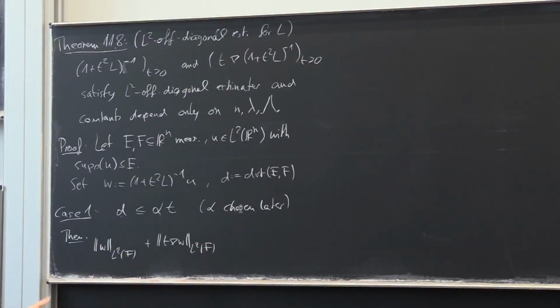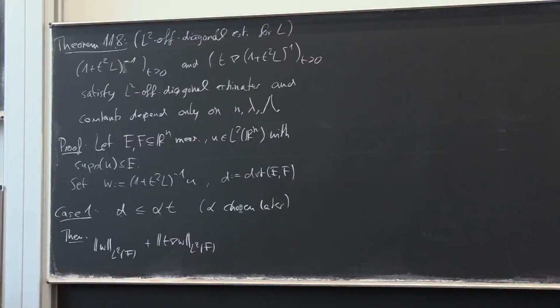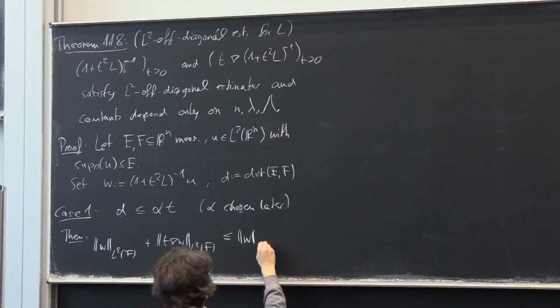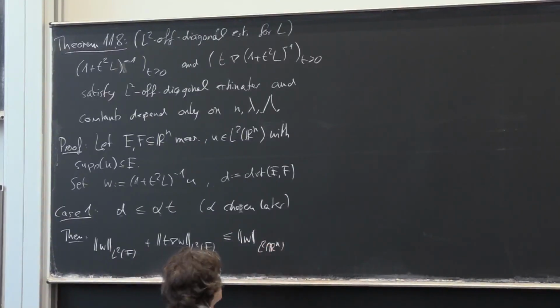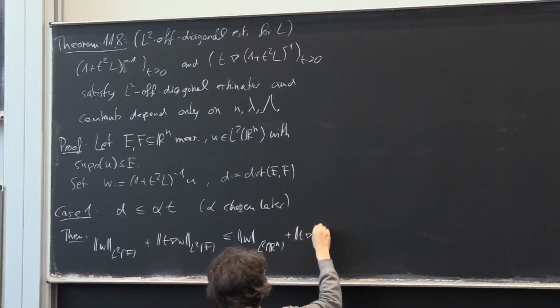So these are the two families that we want to estimate against the norm of U on L2 of E. There's a t inside the W. We do the same as before for the Laplace operator: we estimate this by the norm of W and t times the gradient of W on the whole of Rn.